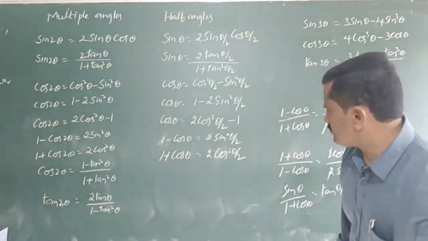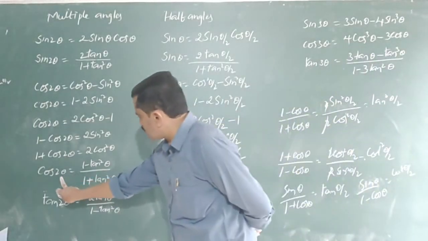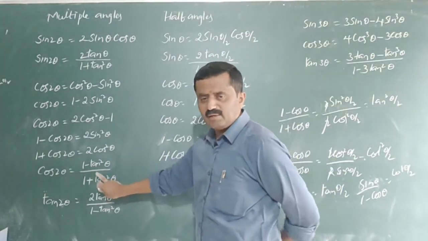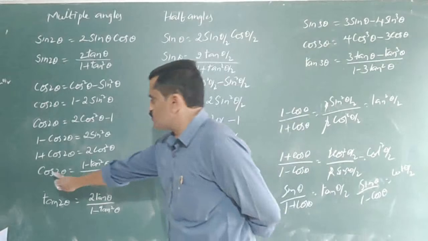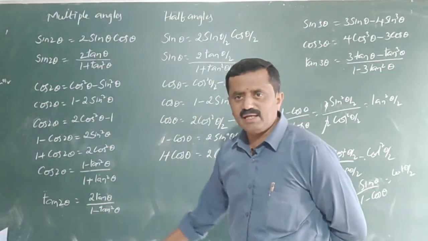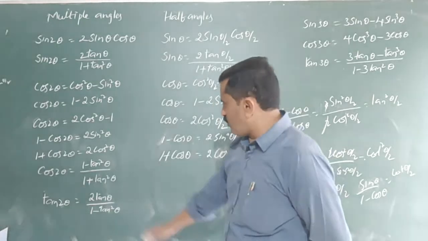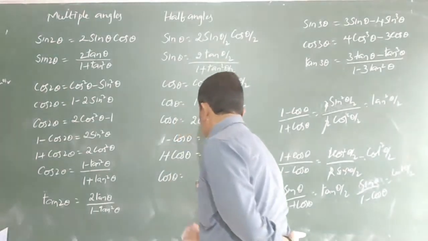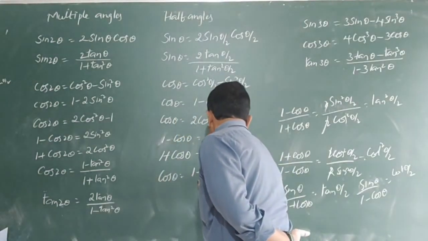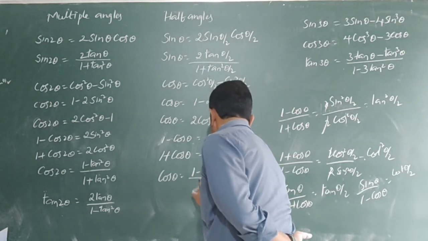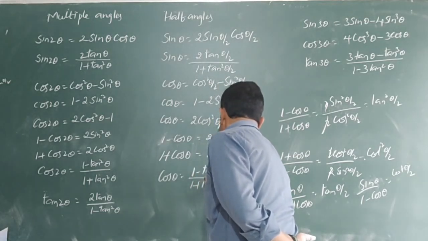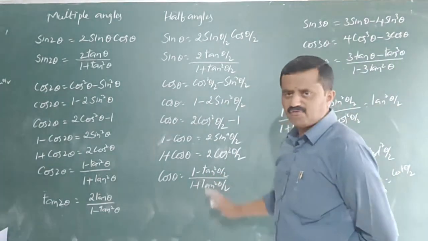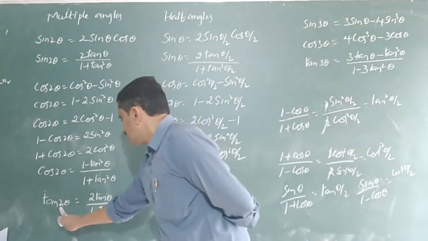Okay, next. Cos 2 theta in terms of tan theta. So cos 2 theta is equal to 1 minus tan square theta by 1 plus tan square theta. Then how to express this in terms of half angles? Cos theta is equal to 1 minus tan square theta by 2, whole divided by 1 plus tan square theta by 2, in terms of half angles.